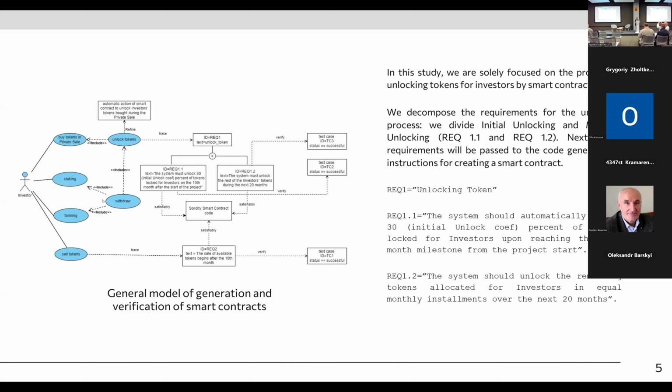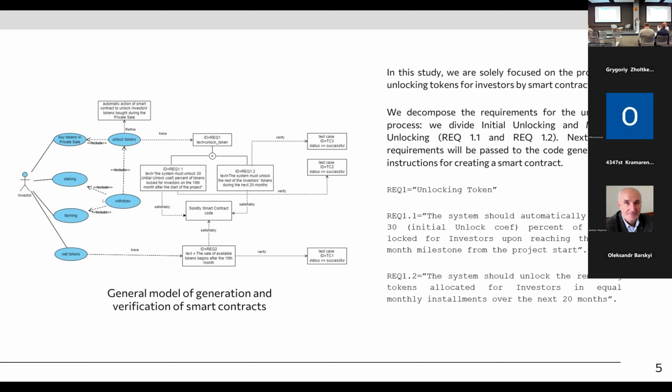To generate code, as the language for smart contracts, we have chosen the Solidity language. So to generate code in this language using an AI-based generator, we created requirements that are presented on the slide as requirement one and requirement two. So we decompose the requirements for the unlocking process. We divide initial unlocking and monthly unlocking. Then these requirements will be passed to the code generator as an instruction for creating smart contract code.